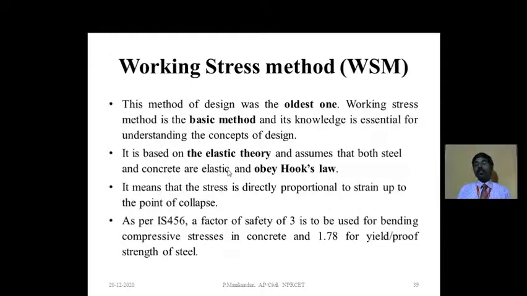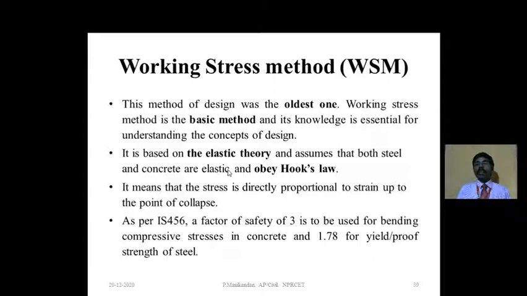In this method, the basic assumption is the elastic theory. The elastic theory is based on Hooke's law. As we have studied in strength of materials, Hooke's law states that stress is directly proportional to strain within the elastic limit. So the working stress method is based on the concept of elastic theory. They have assumed that both the steel and concrete are elastic.